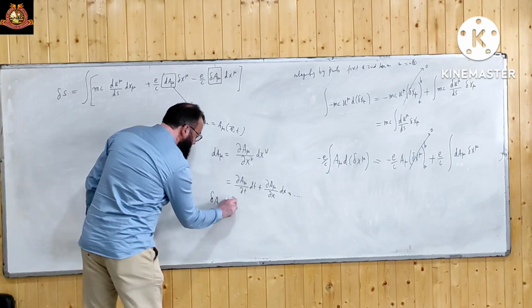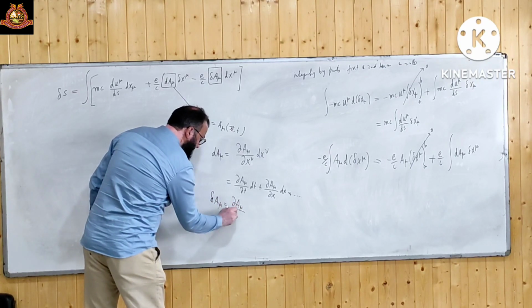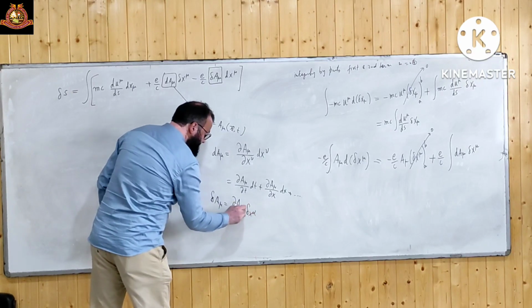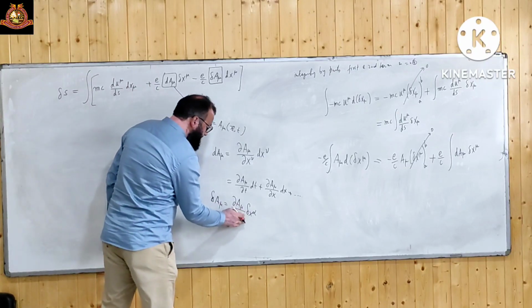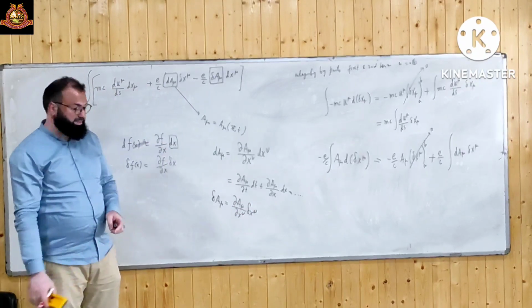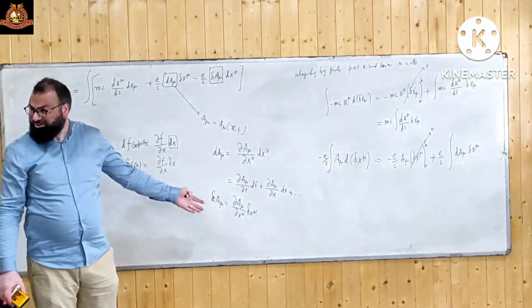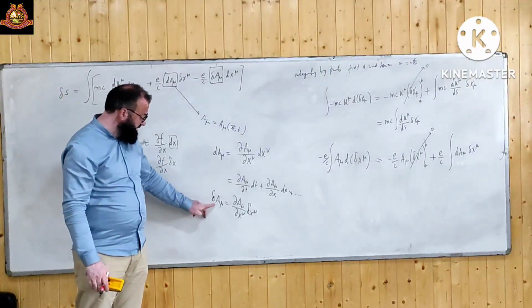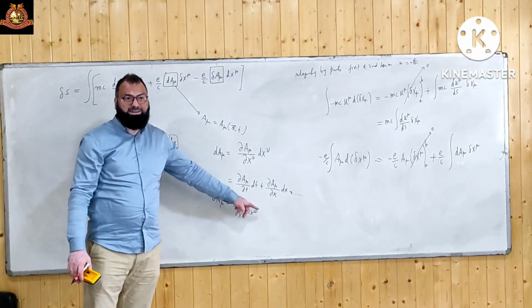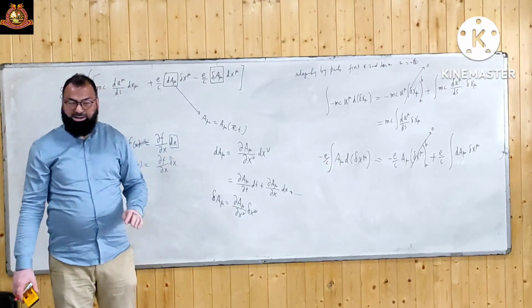Now similarly, I can have this variation in A_mu. So how can I put it? Partial A_mu by partial, let's say, x_alpha, variation in x_alpha. Let's write mu for the time being. And let's write the same thing with mathematics. Clear? So this will be simply the variation of A with respect to all the coordinates multiplied by the variations. Is it?